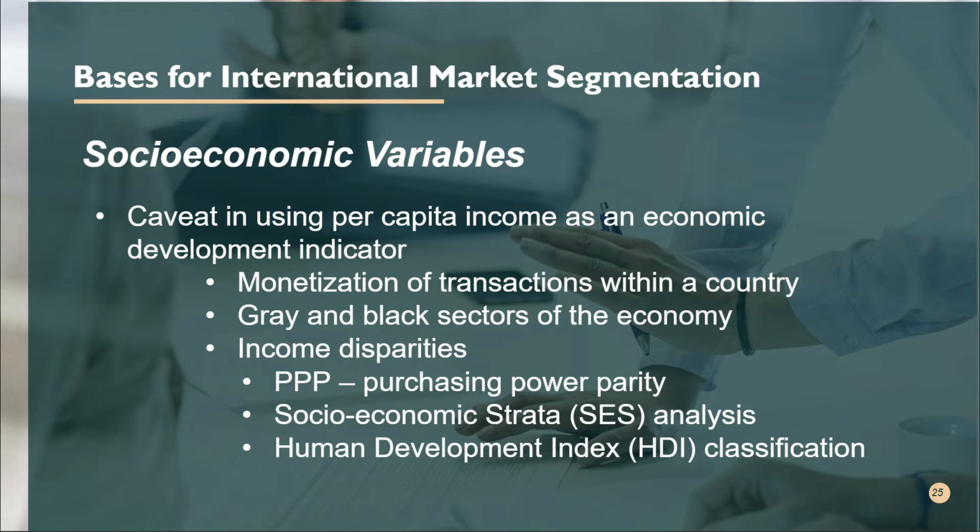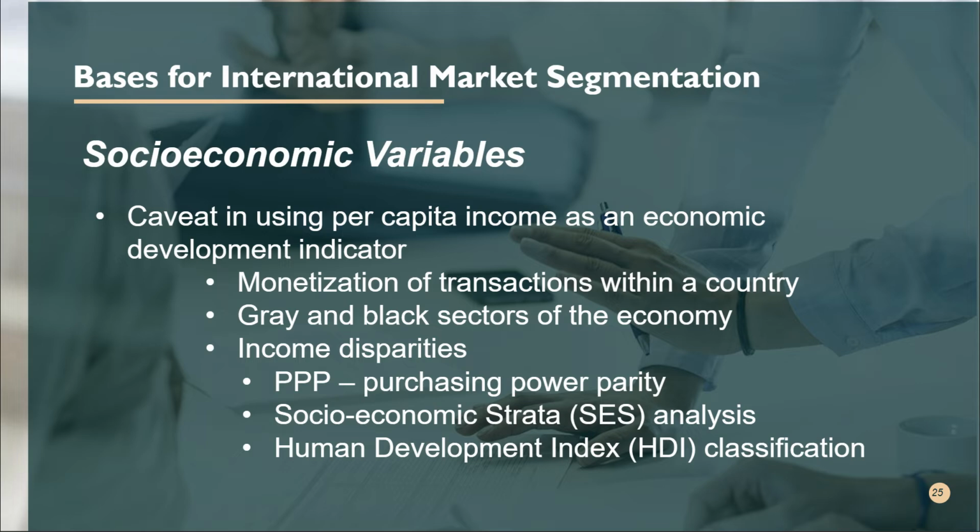Now, before they segment the country, they first check the indicators. The first indicator is the monetization of transactions within a country. This is where the currency of the country takes place. They are going to check how much the product is worth in that country. Second is the gray and black sectors of the economy. This shows the bad sides of that specific country, like the drawbacks in that country if ever they are going to segment.